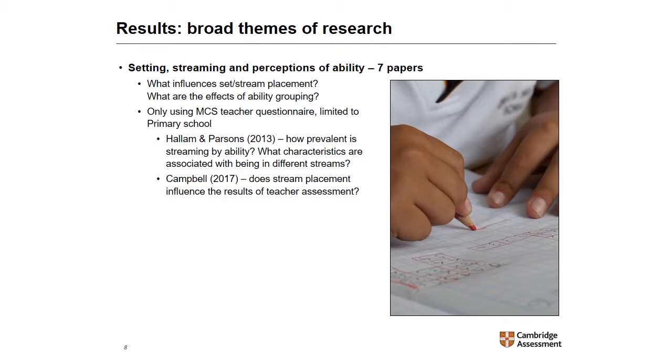So for example, Hallam and Parsons looked at how prevalent streaming was and what characteristics were associated with being in different streams. And Campbell then looks at the next step, saying, does stream placement influence how teachers perceive ability?